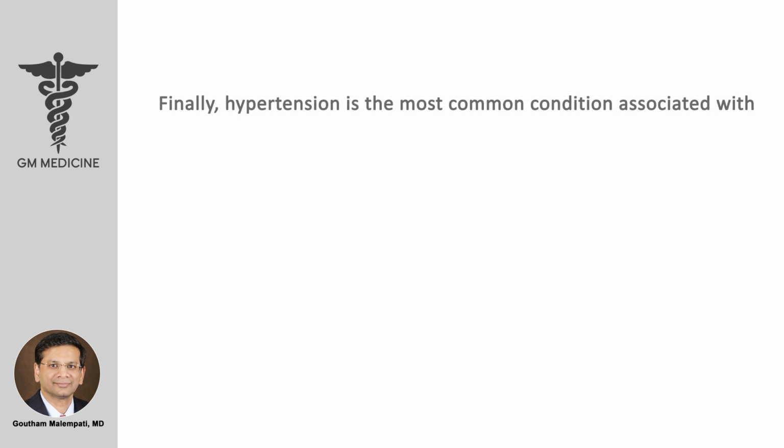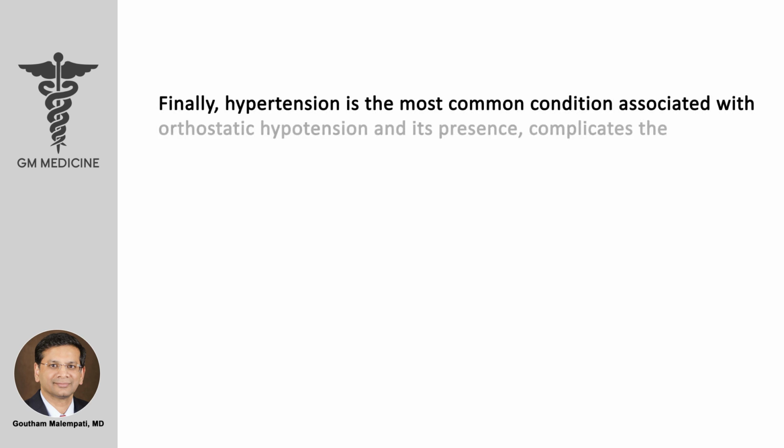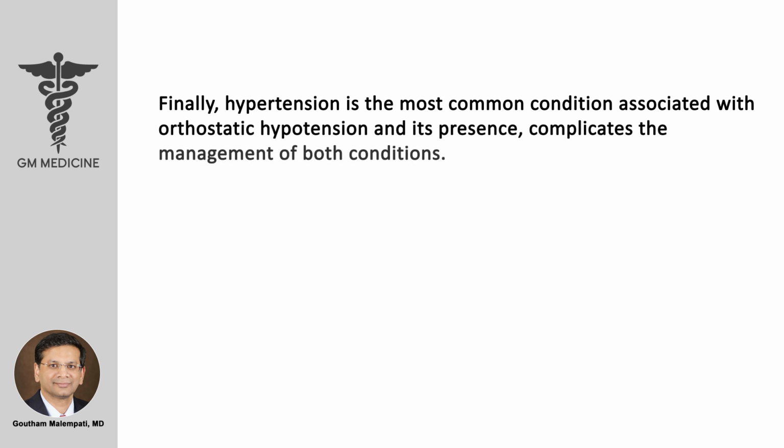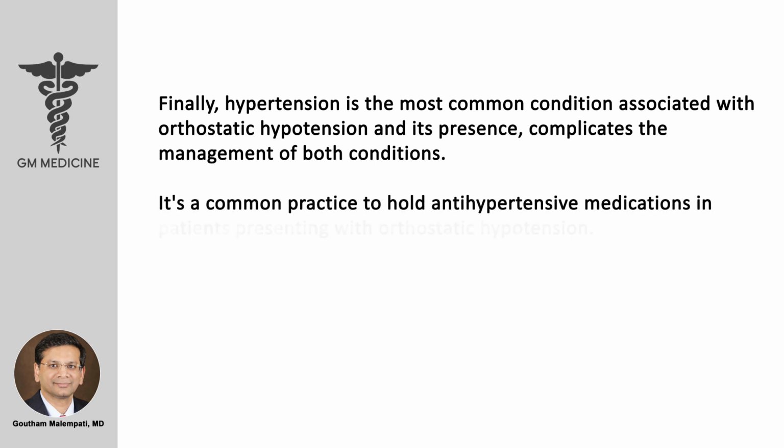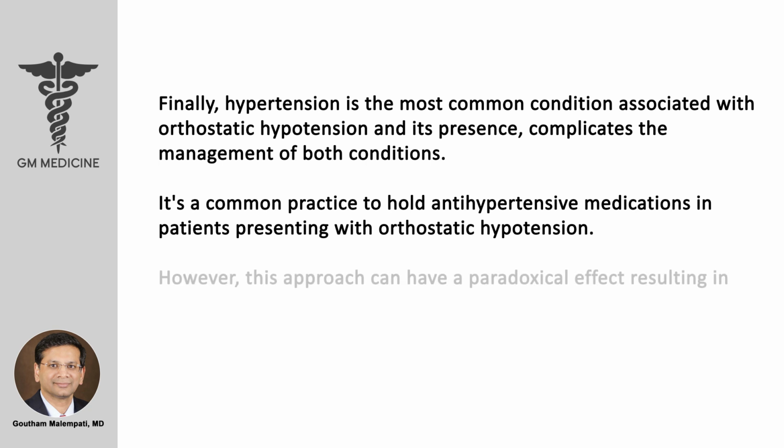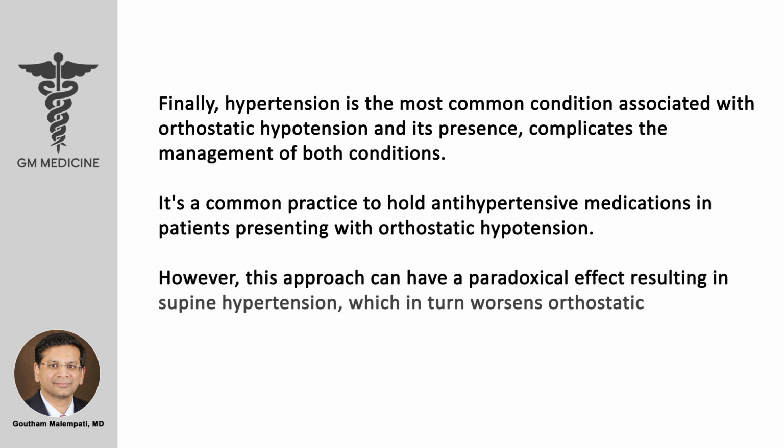Finally, hypertension is the most common condition associated with orthostatic hypotension, and its presence complicates the management of both conditions. It's a common practice to hold antihypertensive medications in patients presenting with orthostatic hypotension. However, this approach can have a paradoxical effect, resulting in supine hypertension, which in turn worsens orthostatic hypotension.